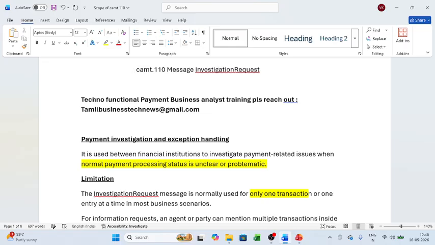What is the content available in this document? Scope of the message, structure of the message, example business scenario, and how we need to handle a production issue. These are the details available in this document.